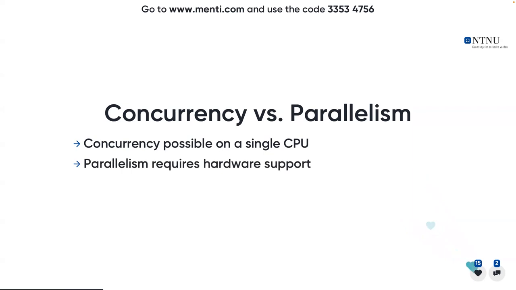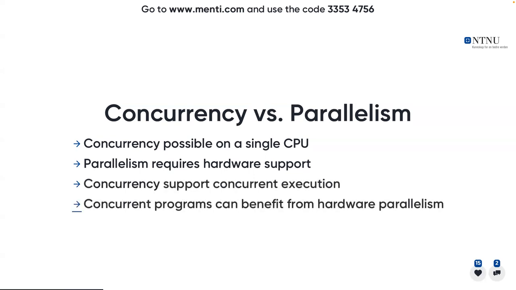When you really want something to be physically concurrent, physically parallel, you need hardware support. A lot of modern CPUs are multi-core, and even the cores have parallel multi-threading. So on a single CPU you sometimes have two or four parallel threads that can run at the same time. Concurrency supports concurrent execution, and concurrent programs can benefit from hardware parallelism.